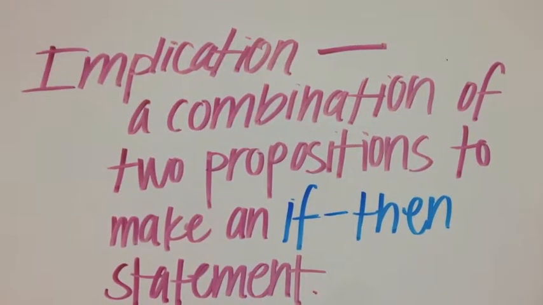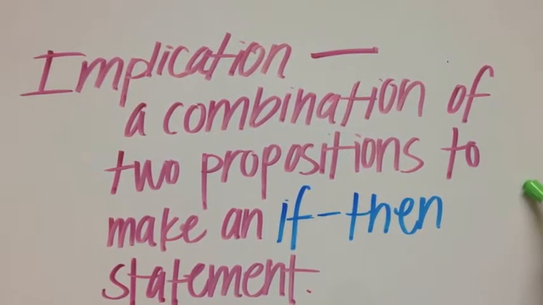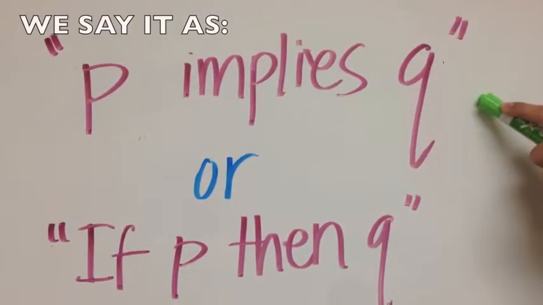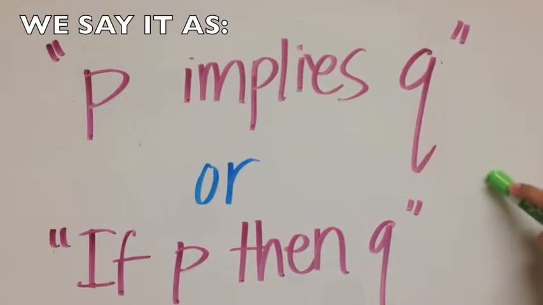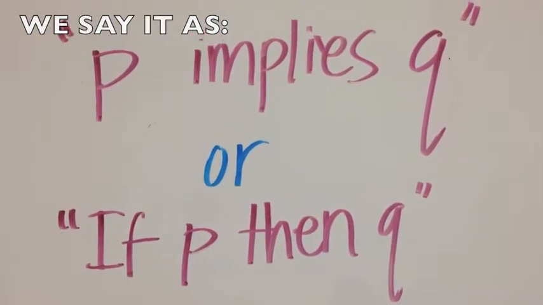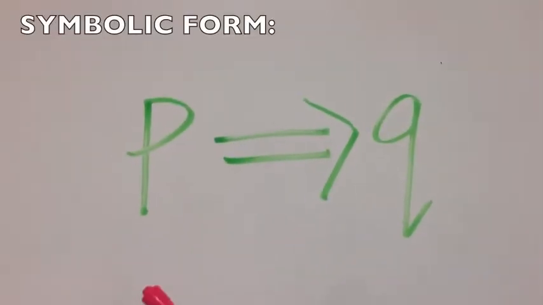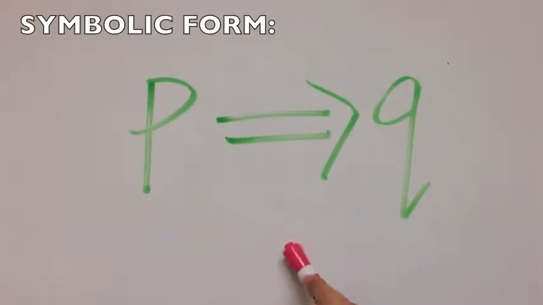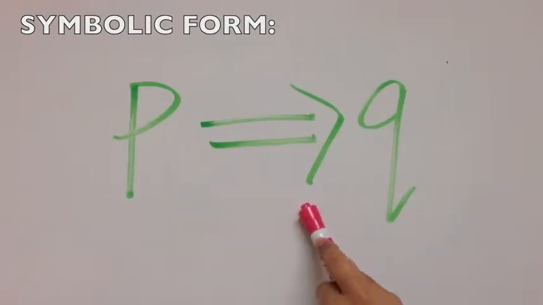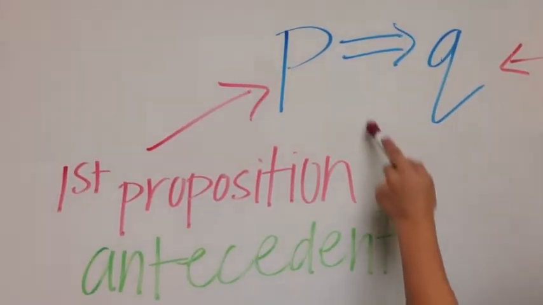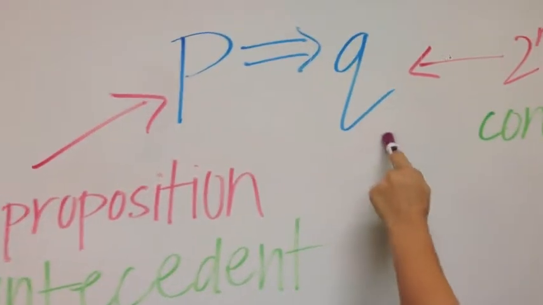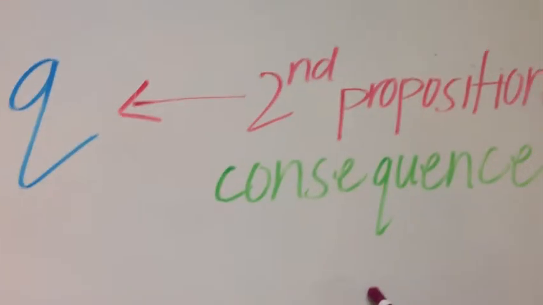An implication is known as a combination of two propositions to make an if-then statement. It is said P implies Q, or if P, then Q. In symbolic form, it is written as P, arrow, Q. And remember to have the arrow pointing one way only. The first proposition, P, is known as the antecedent, and the second proposition, Q, is known as the consequence.